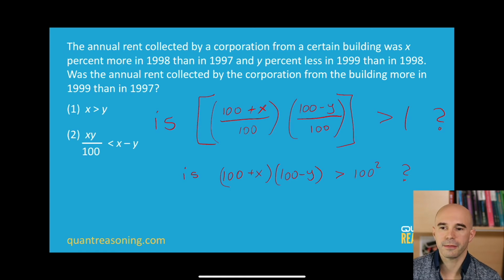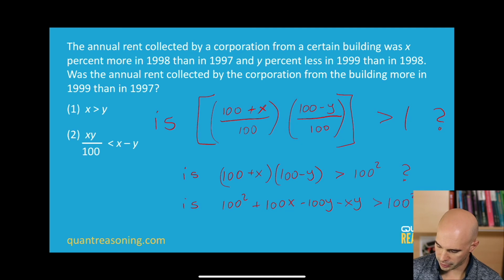That's our rephrased question. And if we FOIL out the expression on the left, what do we get? We get 100 squared, which I'm about to cancel out because I'll just subtract 100 squared from both sides. But we start with 100 squared. What do we get then? Plus 100x minus 100y minus xy. Is that greater than 100 squared?